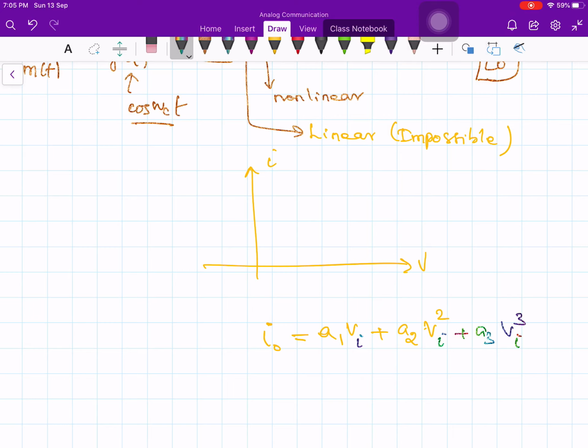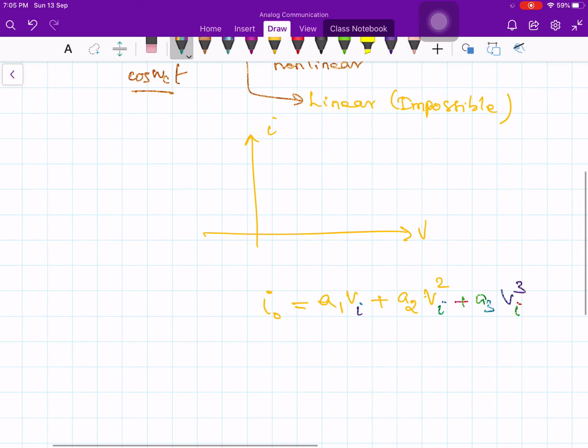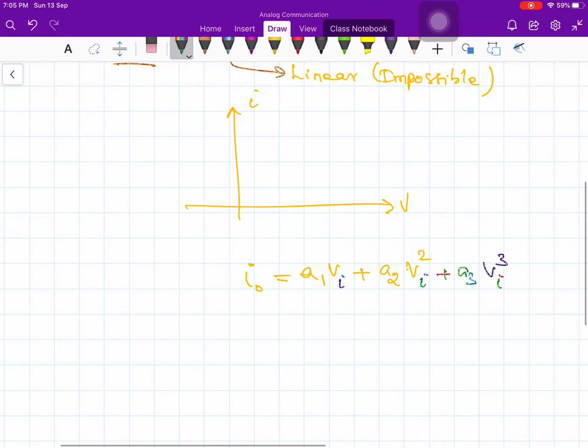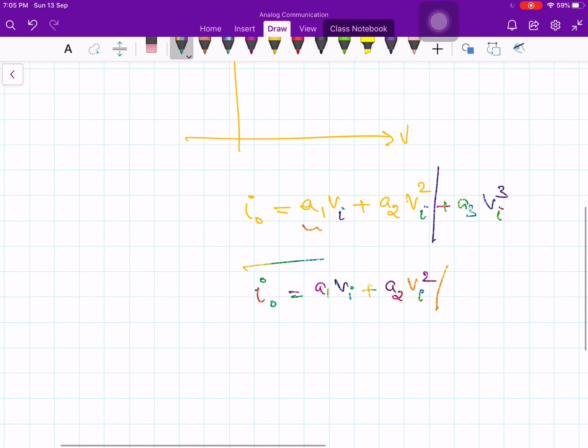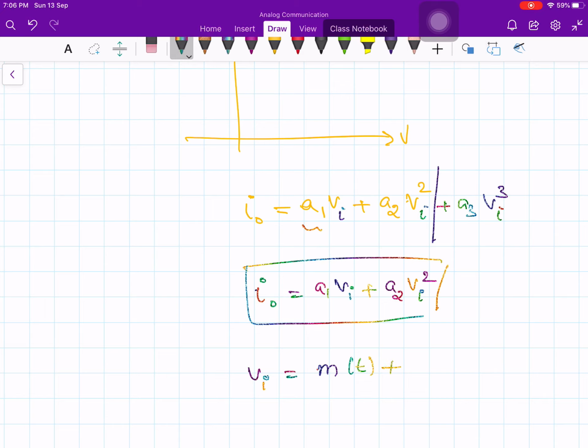In this case, if I choose my input voltage Vi to be the sum of two signals which I want to multiply, then because of the non-linearity, I will get some product terms. Let me truncate at this point. Therefore, your I_0 is equal to a1 times Vi plus a2 times Vi squared, where Vi is made as your message signal m of t plus your carrier signal A_c times cosine omega_c t.